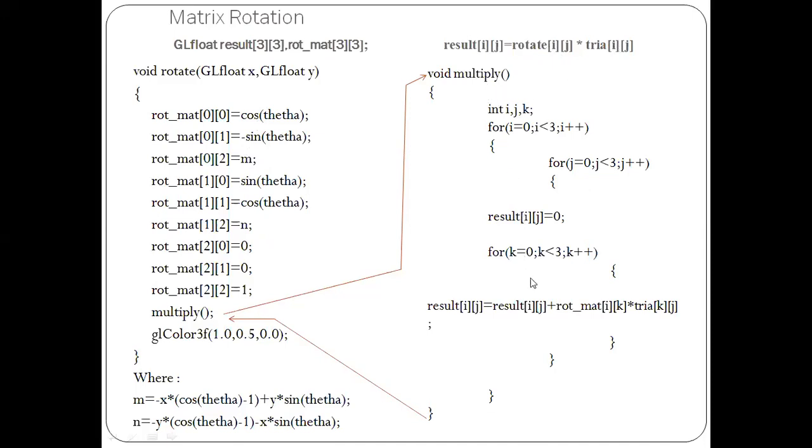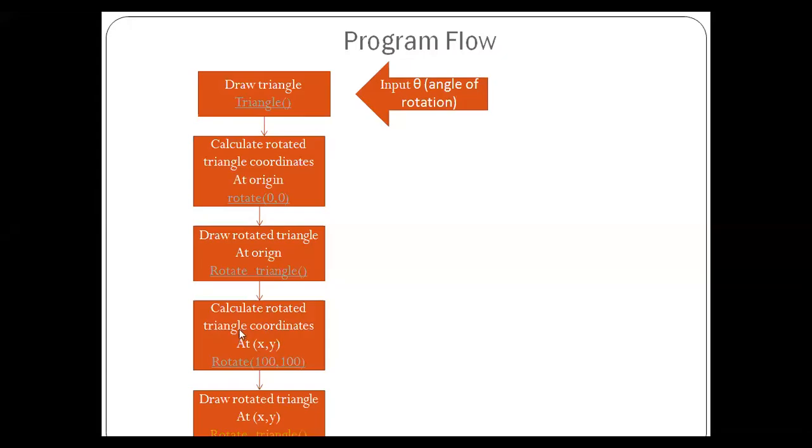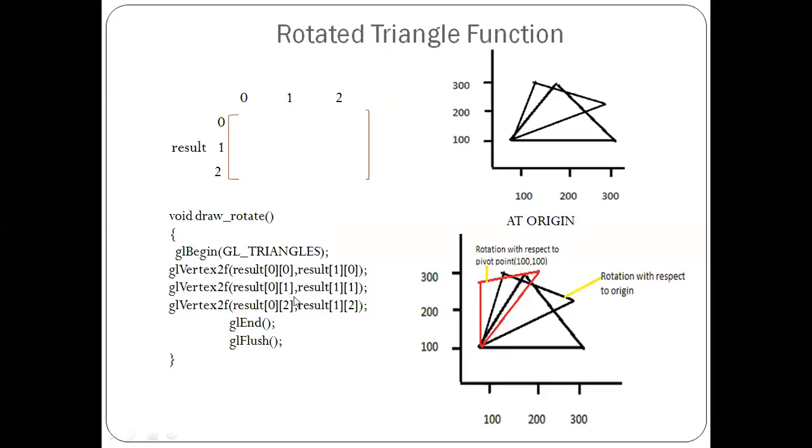This is matrix multiplication. I need not explain this matrix multiplication. And now my result of Ij contains the rotated coordinates from any fixed point, that is x comma y. Fine. So again, I will draw this rotated result triangle. Next I have calculated the rotated coordinates at x comma y, 100 comma 100. So that is present in the result matrix. Next I will draw that particular result matrix.